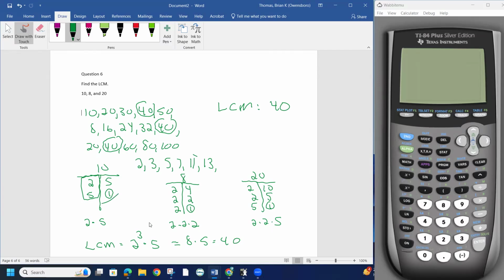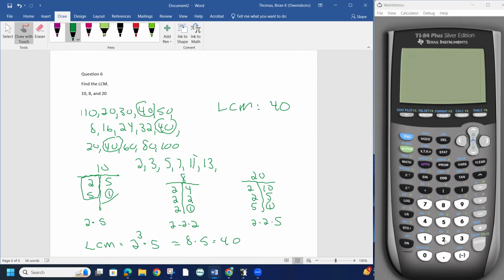Notice how I identified the different factors: 2 and 5 were the different factors. But then I had to ask myself, what was the most number of 2's that I saw? This had 1, this had 3, this had 2. So the most number of 2's was 3, so I needed 2 cubed. And then the 5's, this had one 5. This didn't even have any 5's, and this just had one 5. So the most 5's I saw was just one. If I put that all together, that would give me my least common multiple.